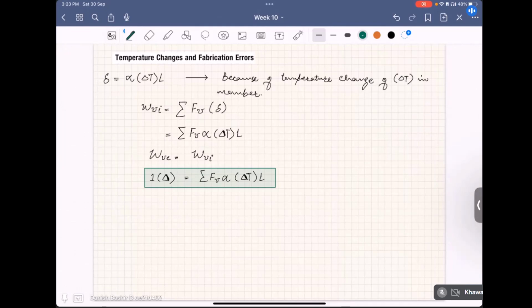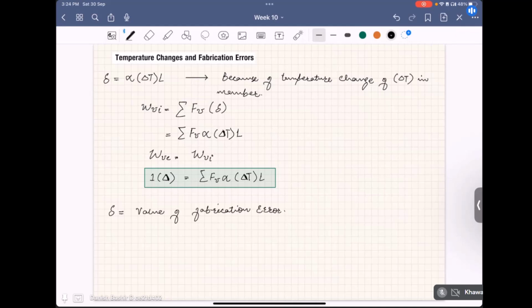And because of fabrication error, it will be the same thing. What will be the force developed? Okay. So we had delta here, this one. So if there was a fabrication error, delta will be simply, you have to just put delta is equal to value of fabrication error. Okay.